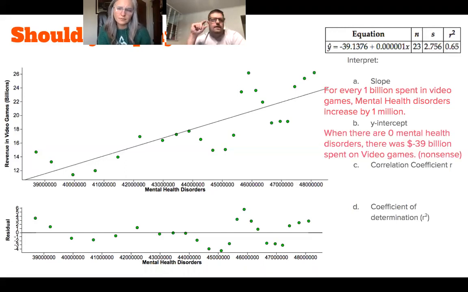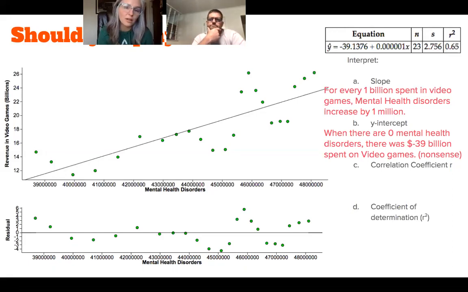Remember, and this is very common in statistics, you are so used to y equals mx plus b, they flip that on you. It actually does make sense. I think we talked about that in another video as well. It really does make sense: start with the initial value, then add or take away from the initial value. In this case, your initial value tells you that when there are 0 mental health disorders, there was a negative $39 billion spent on video games, which of course is nonsense.